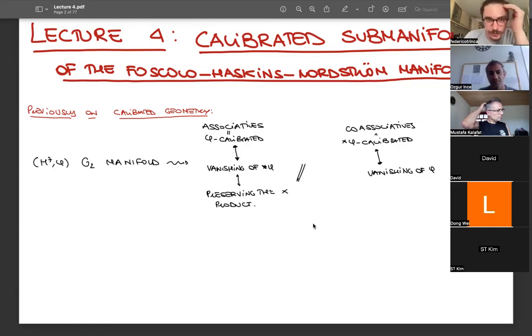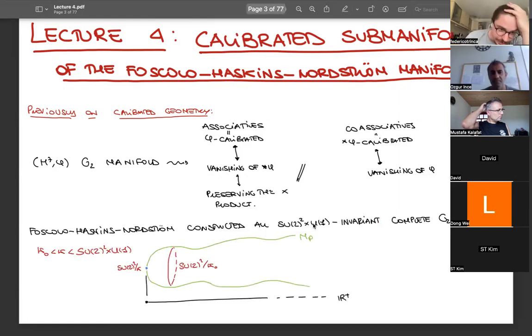So today I will discuss the Foscolo-Haskins-Nordström manifolds. What Foscolo, Mark Haskins, and Johannes proved a few years ago was essentially a classification of all SU(2) squared times U(1) invariant complete G2 manifolds. And as you could imagine, this is a cohomogeneity 1 technique.